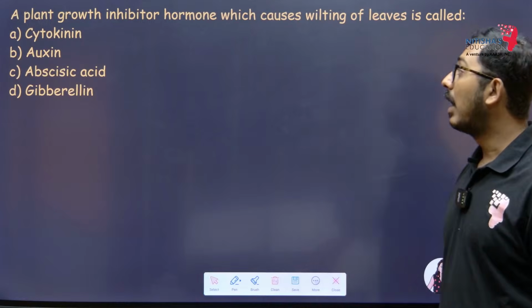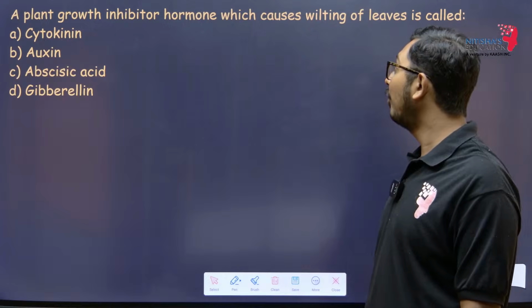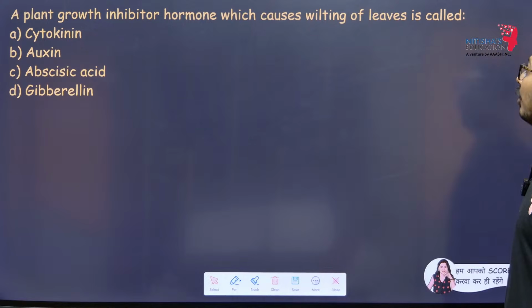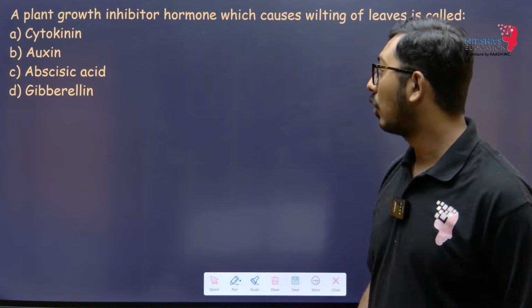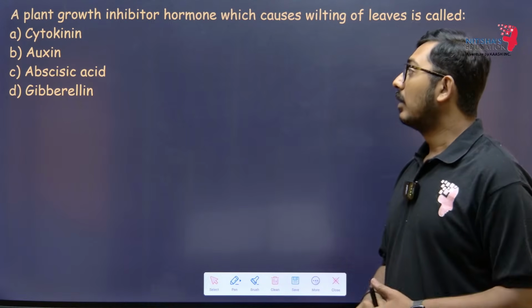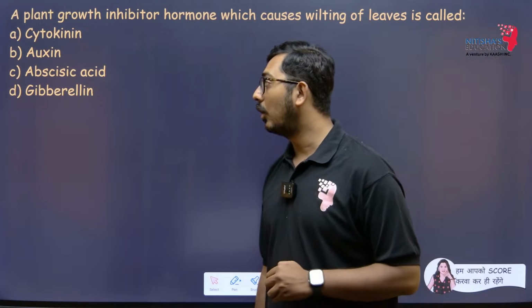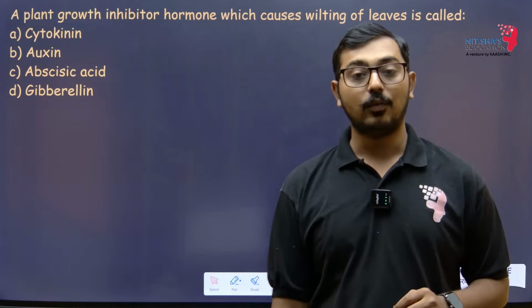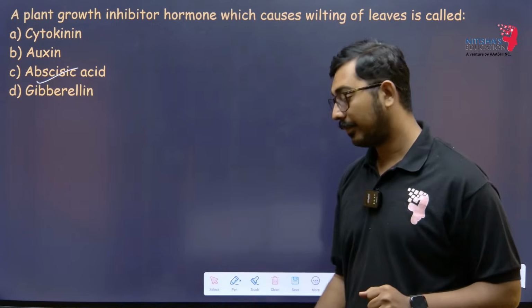Next, a plant growth inhibitor hormone which causes wilting of leaves is called: cytokinin, auxin, abscisic acid, or gibberellin. What will be the answer? It will be abscisic acid.